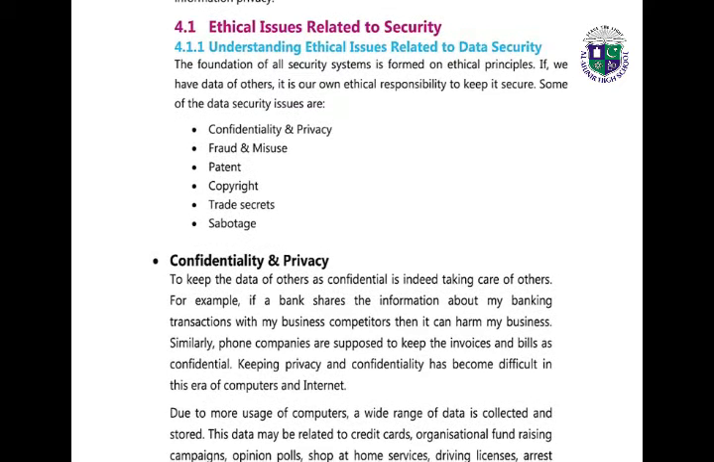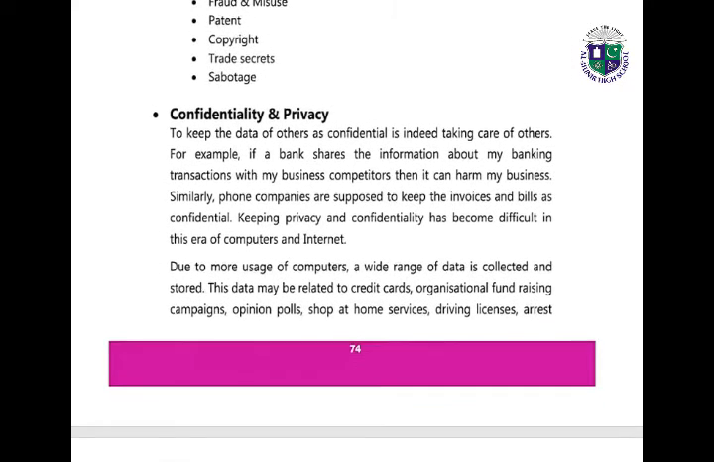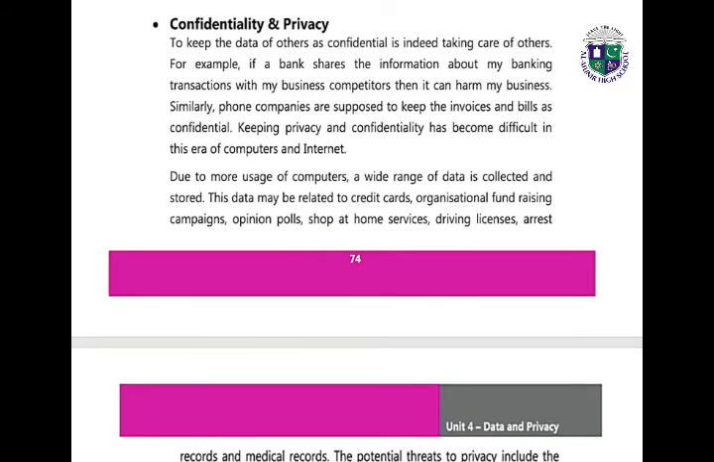What are the ethical issues related to security? These are confidentiality and privacy, fraud and misuse, patent, copyright, trade secrets, sabotage. So we will look at all these topics one by one. Number one, we have confidentiality and privacy. To keep the data of others as confidential is indeed taking care of others. For example, if a bank shares the information about my banking transactions with my business competitors, then it can harm my business. Similarly, phone companies are supposed to keep the invoices and bills as confidential.